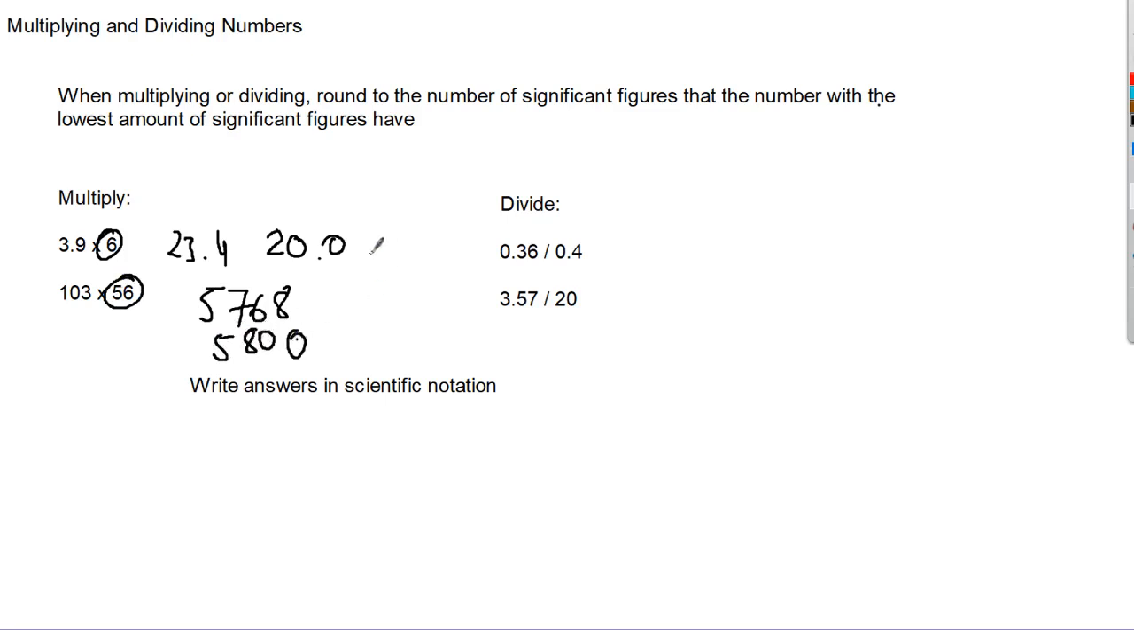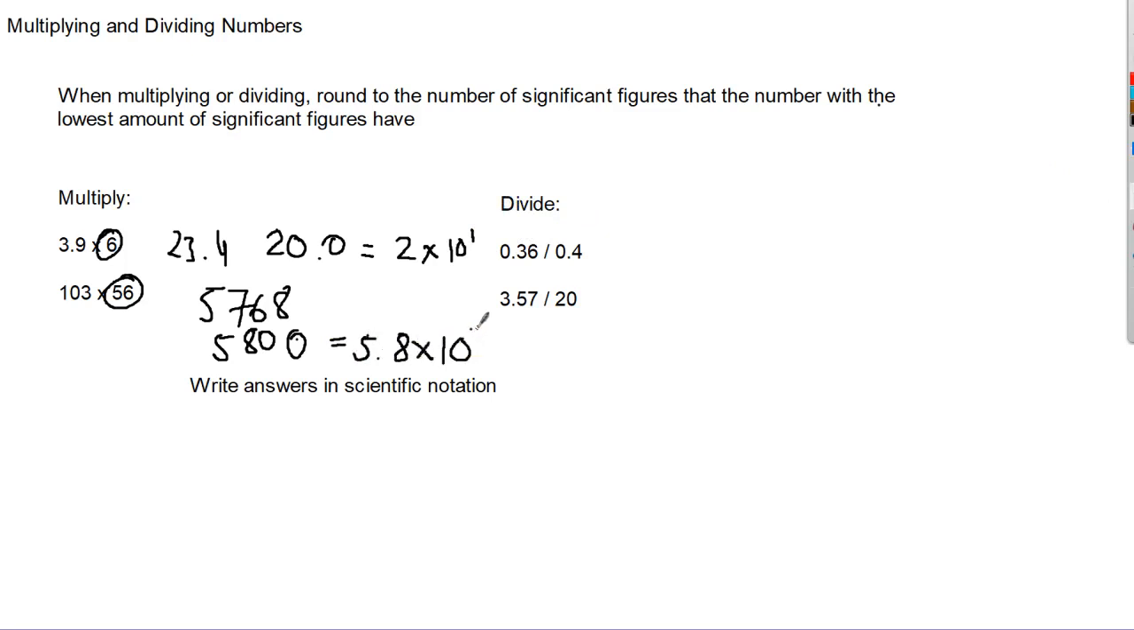Right, I'm going to write these in scientific notation. So 2.0 times 10. Actually, no, 2, because scientific notation defines how many significant figures you're supposed to have. So 2 times 10 squared. No, times 10 to the first power. Right, and the second one we have 5.8 times 10 to the third power.